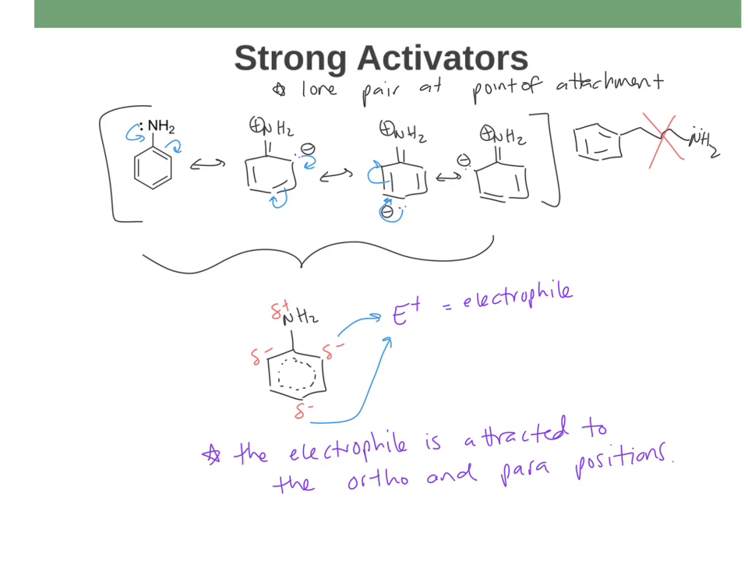And if you don't remember this from the videos, the ortho positions are right next to the group you're talking about. And the para position is the one opposite of the group that you're talking about. So my electrophile, since it's positive, is going to be attracted to the negative spot.